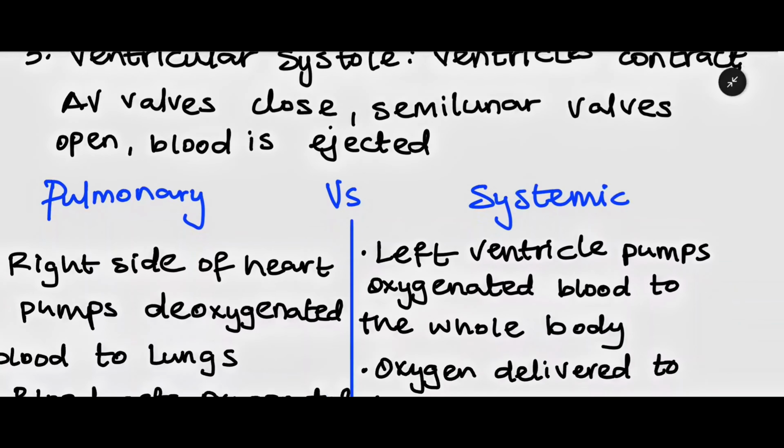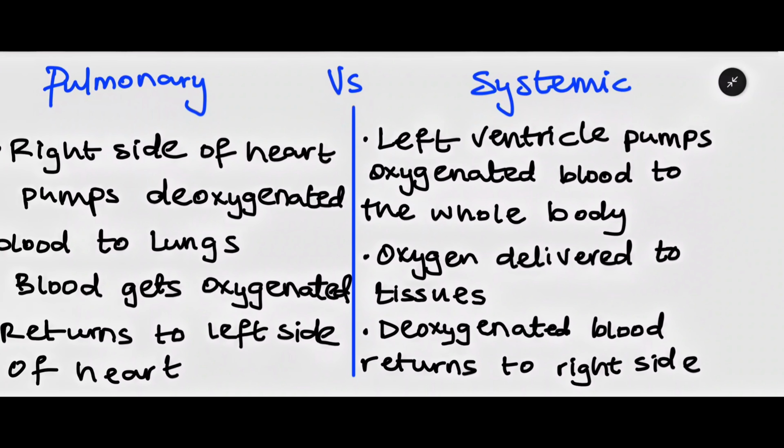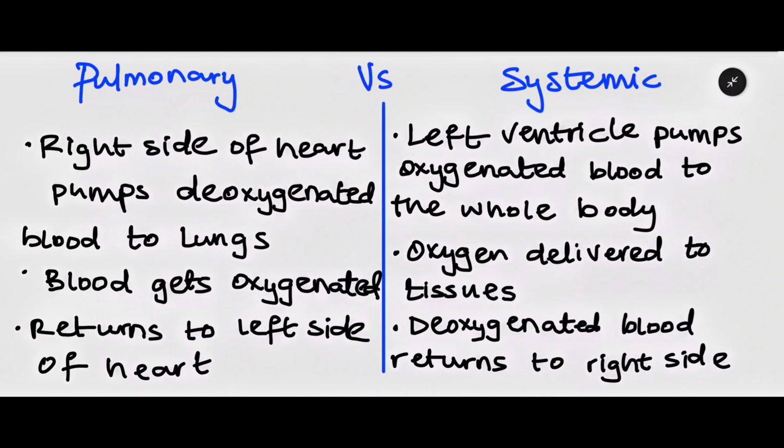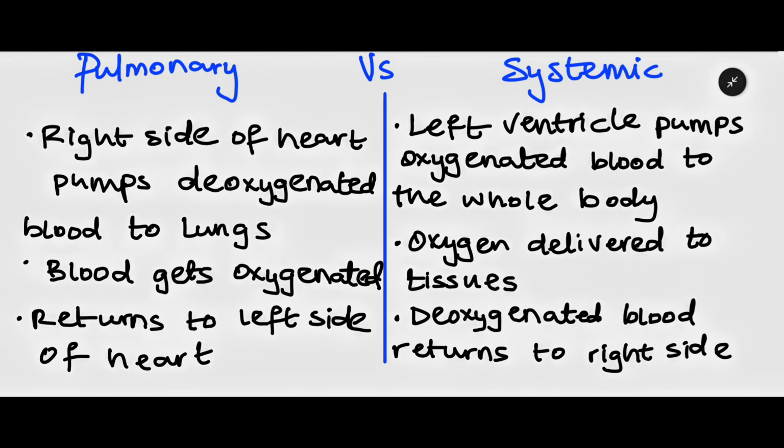The circulation of the heart can be split into pulmonary and systemic circulation. So pulmonary circulation is basically what happens on the right side of the heart, where the right side of the heart pumps deoxygenated blood to the lungs from the right ventricle, and that blood goes to the lungs, it picks up oxygen, it gets oxygenated, then it returns to the heart, entering through the left side of the heart, specifically entering through the left atrium.